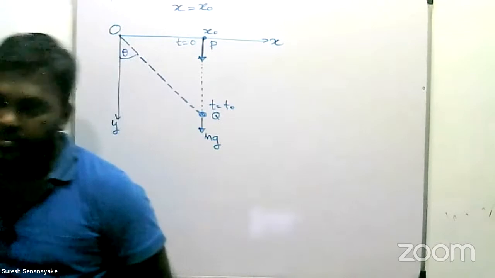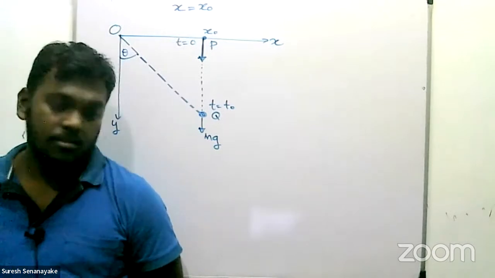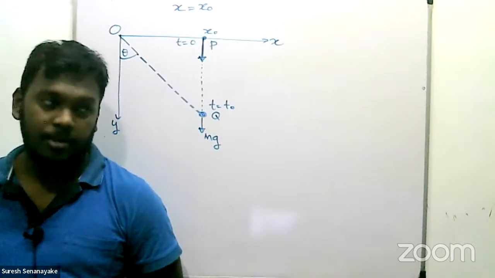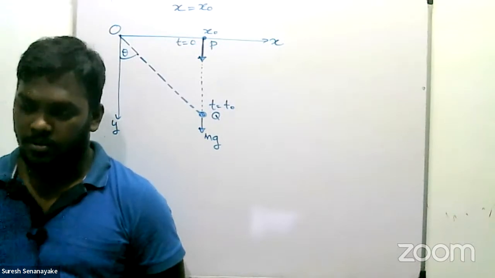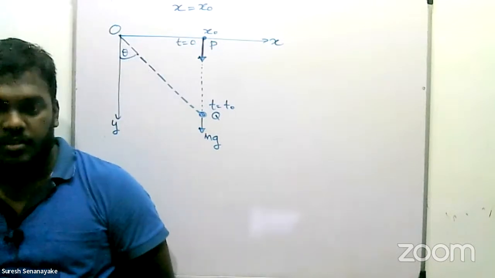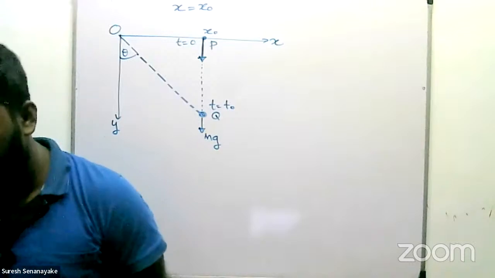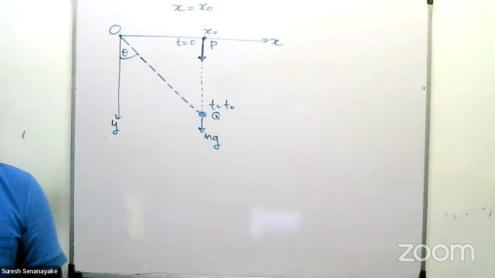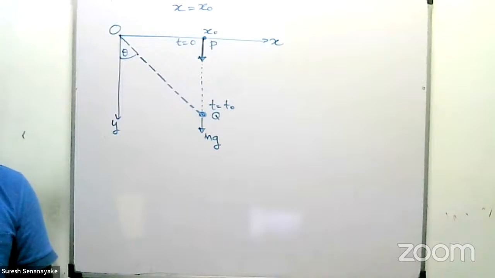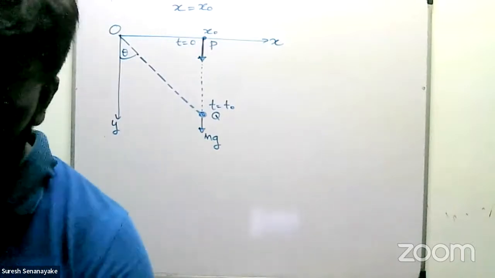I will repeat the question. First part, find the torque acting on the particle at the time T naught when it is at point Q with respect to O. The second part, find the angular momentum of the particle about capital O at this time T naught.